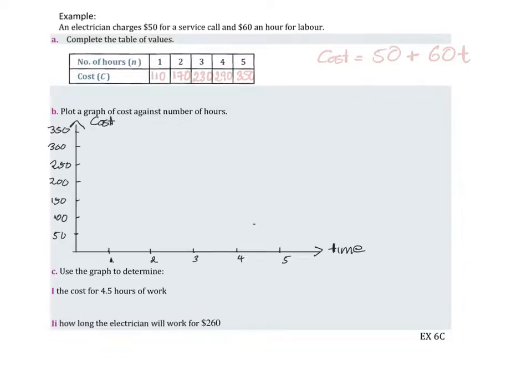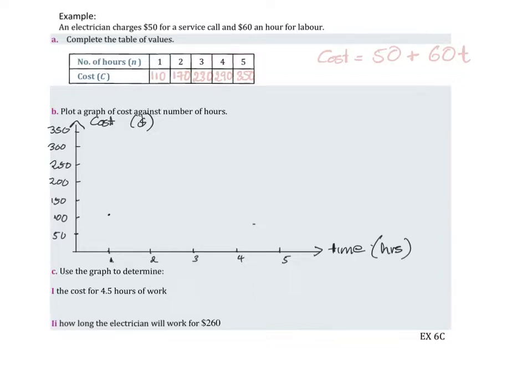Now in part B, we're asked to plot the graph of cost against the number of hours. As a general rule, time will always be on your horizontal axis. So time in hours and the cost is in dollars. So don't forget to let people know all the information that you've got. Well, the first one is 1 and 110. So when time is 1, the cost is 110.